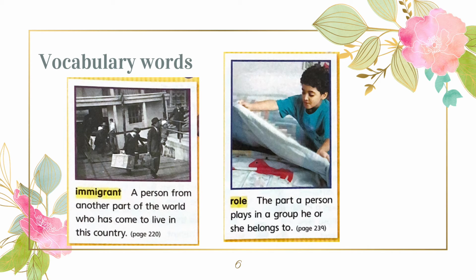Then we have role. Role, the part a person plays in a group he or she belongs to. Now in this picture I see a child who is trying to make his bed. Now what is his role? His role is to make sure that he makes his bed whenever he wakes up in the morning. So different people have different roles in their lives, in their family, in the community, in the country. They play their role. They fulfill their duties. By the role, it means that they have a certain set of duties that they have to fulfill.